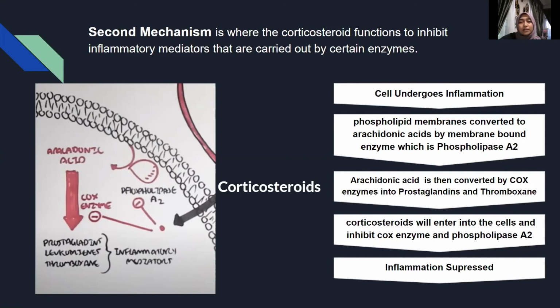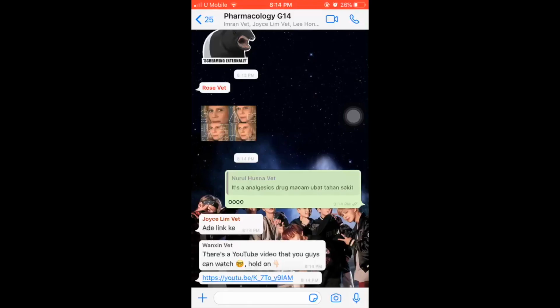So how do steroids and glucocorticoids actually play a role? It actually inhibits the phospholipase A2, therefore no arachidonic acid will be produced, and also inhibits COX enzyme, and therefore no prostaglandin will be produced. This is the main reason why glucocorticoid is known as one of the most powerful anti-inflammatory drugs.